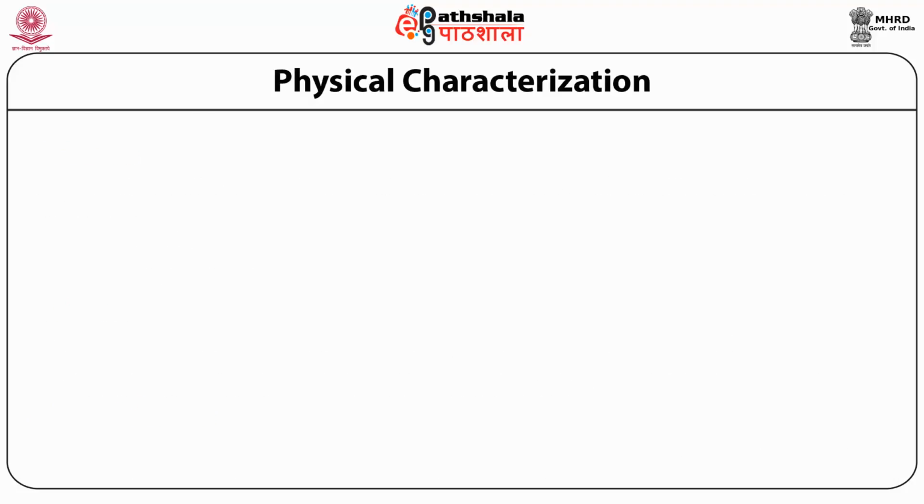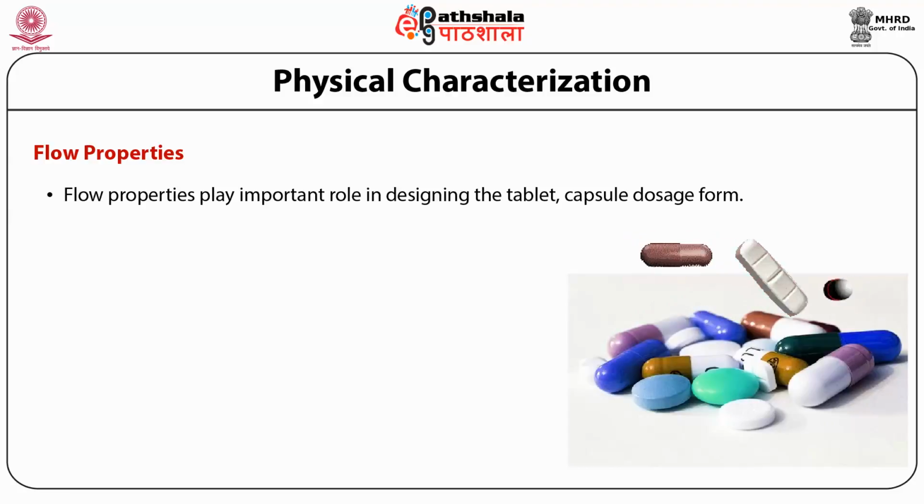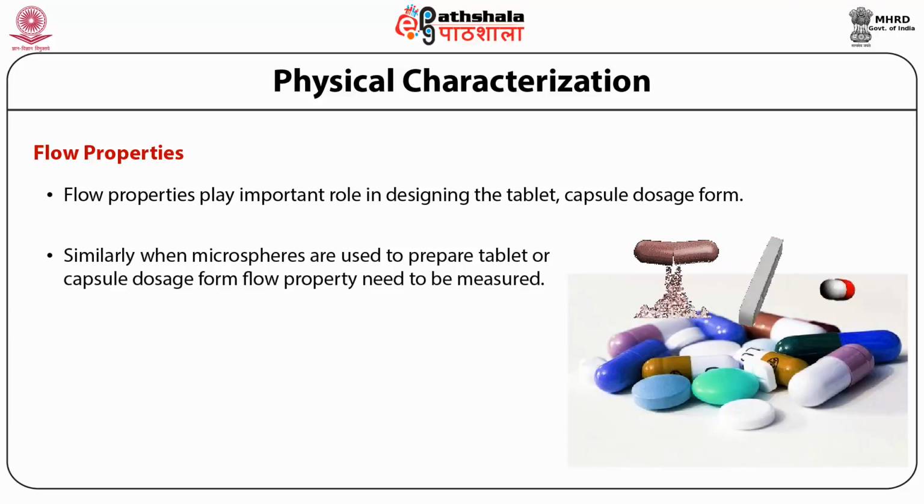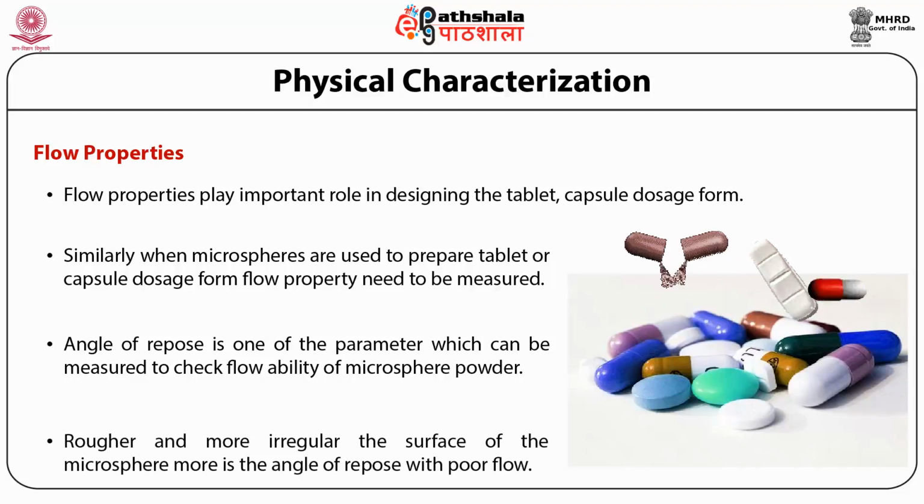Physical characterization. Another parameter is flow properties. Flow properties play an important role in designing tablet, capsule and other dosage forms. Similarly, when microspheres are used to prepare a tablet or capsule dosage form, flow properties need to be measured. Angle of repose is one of the parameters which can be measured to check the flowability of microspheres. The rougher and more irregular the surface of the microsphere, the greater the angle of repose, with poor flow.